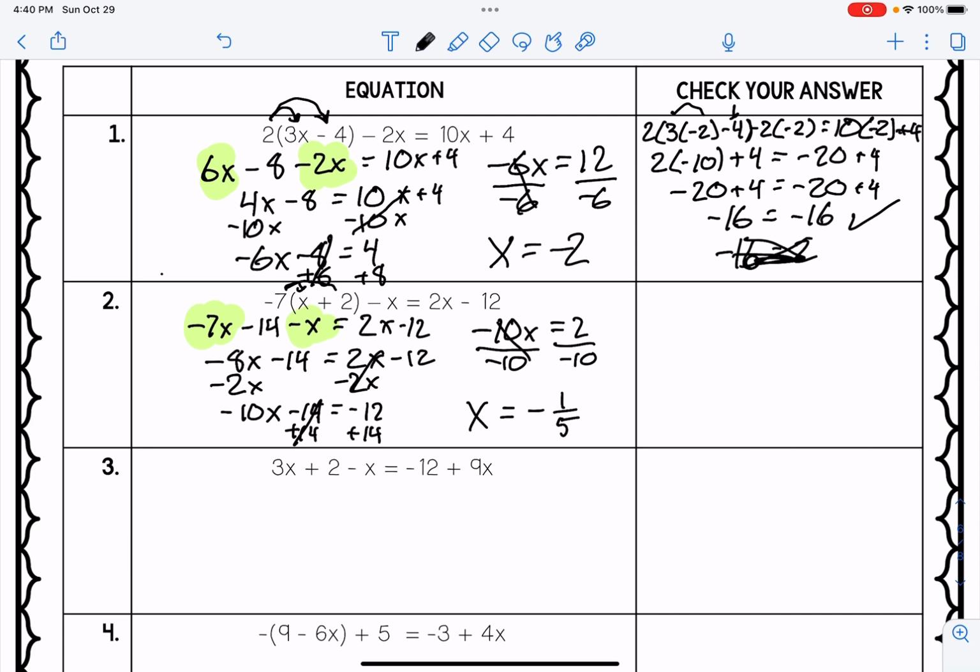All right, here we go. This might get a little ugly here since we're dealing with a fraction, but no biggie. I'm also going to shortcut this a little bit since we're dealing with that fraction. Negative 1/5 plus 2 minus 1/5 equals 2 times negative 1/5 minus 12.